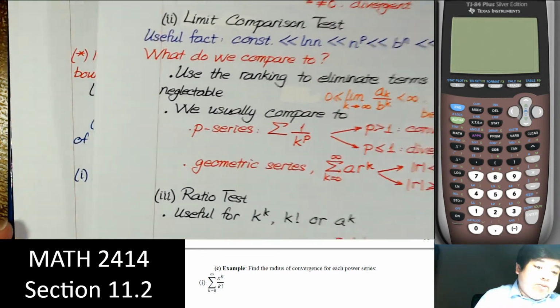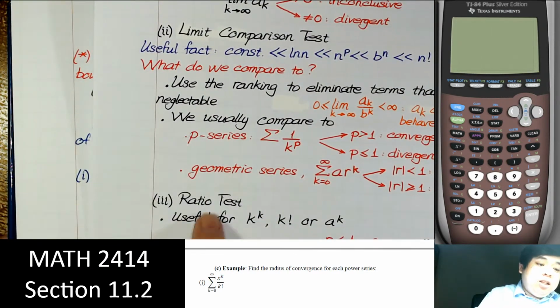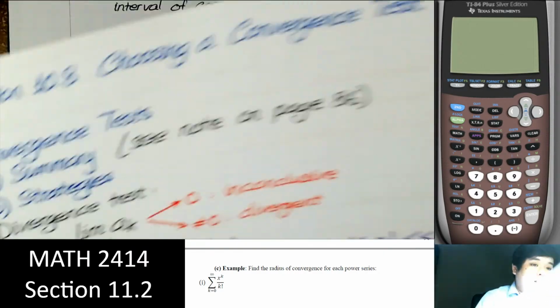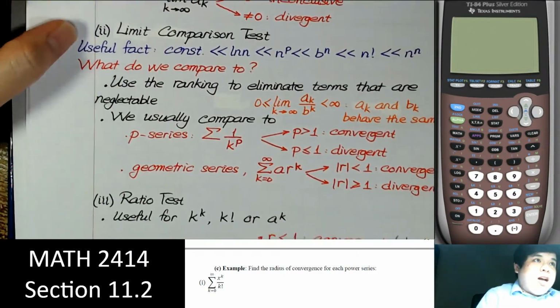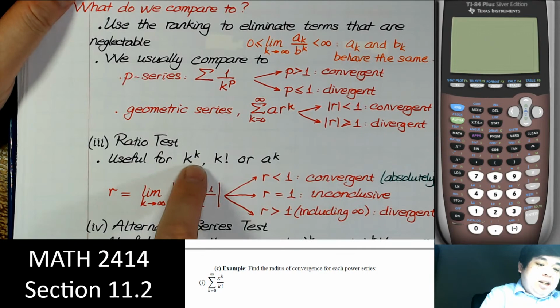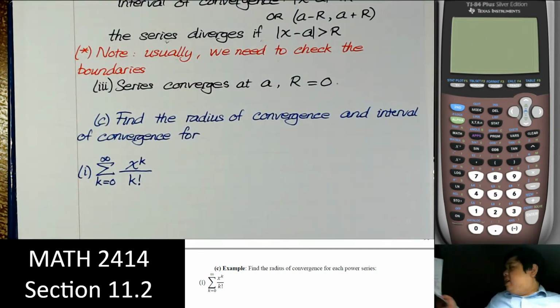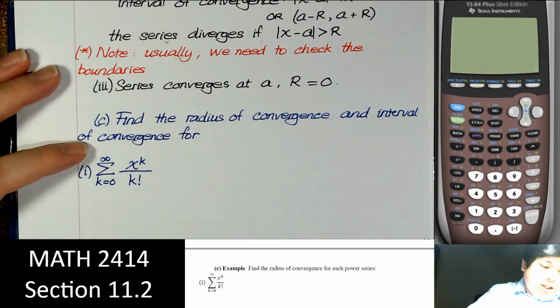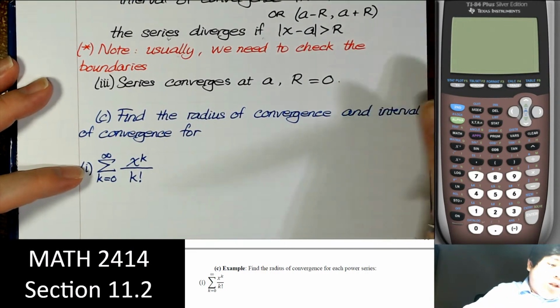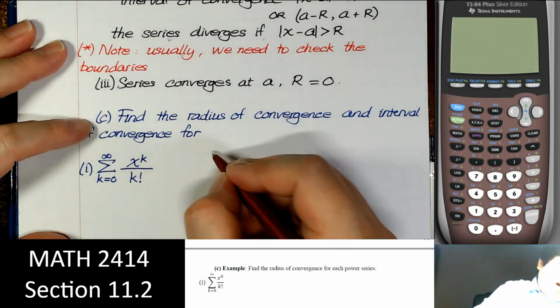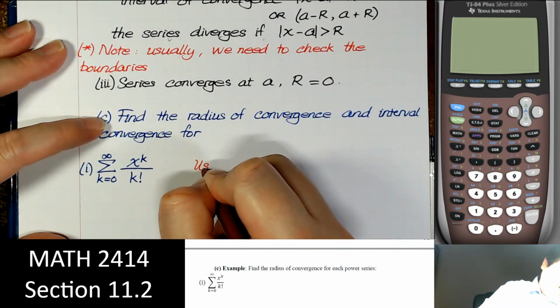What we can do though is use some of the convergent tests, and when I see the power of k or factorial, this one has factorial for sure, that's where we use the ratio test. So most of this we use the ratio test.